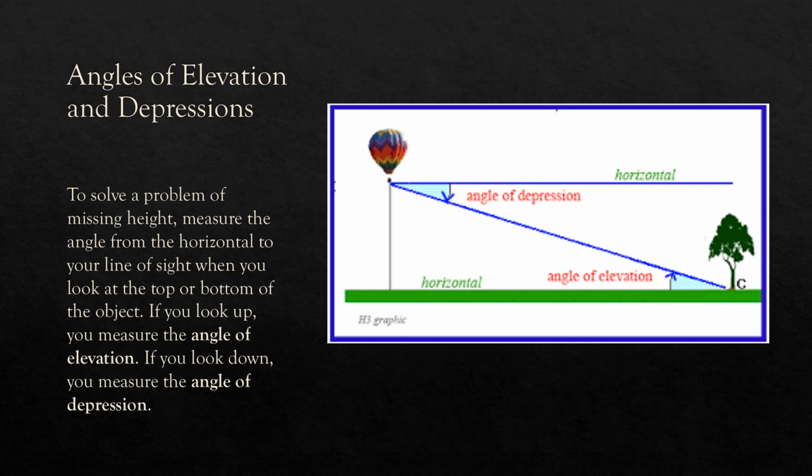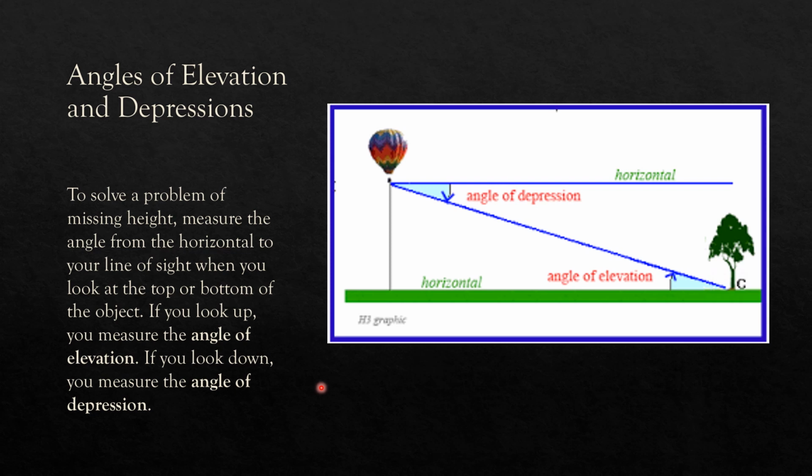When we use right triangles to find height, we often talk about the angles of elevation and the angles of depression. And really that is just from the horizon: if you're looking down, that's the angle of depression. Or from the horizon, if you're looking up, that's the angle of elevation. To solve a problem of missing height, measure the angle from the horizontal to your line of sight when you look at the top or the bottom of an object.